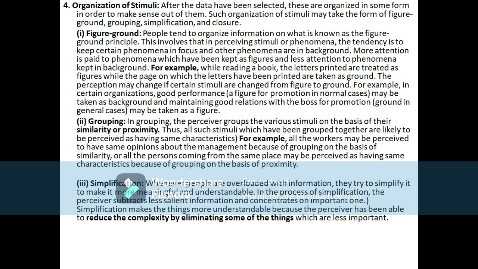Next one, grouping. In grouping, the perceiver groups the various stimuli on the basis of their similarity or proximity. So what do similarity or proximity mean? Similarity means the things that are alike tend to be grouped together, the same things are grouped together. Proximity means things that are close to one another tend to be grouped together.